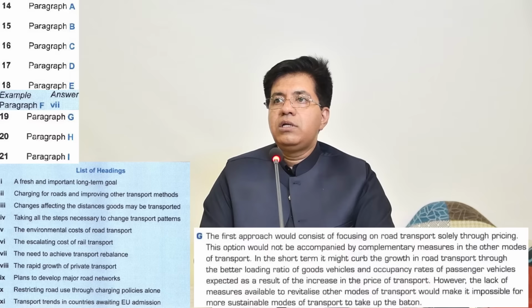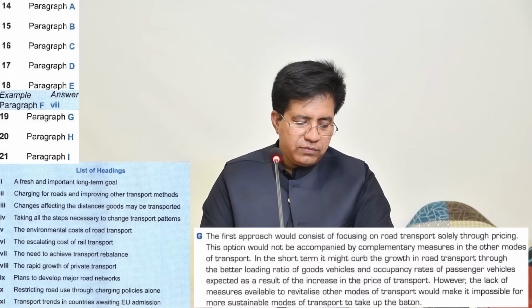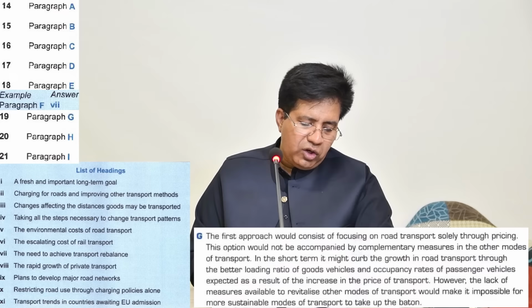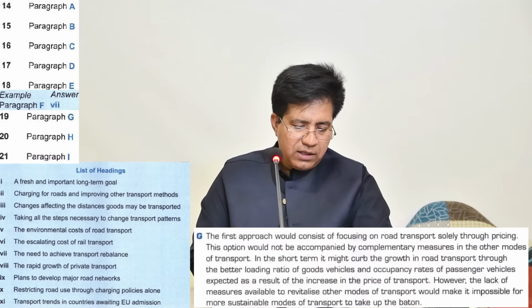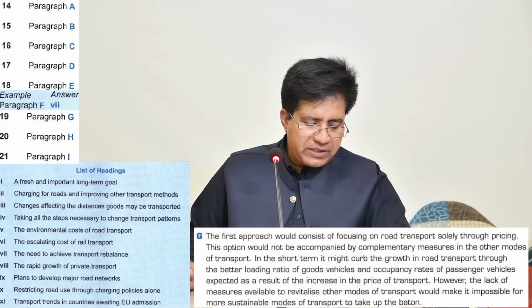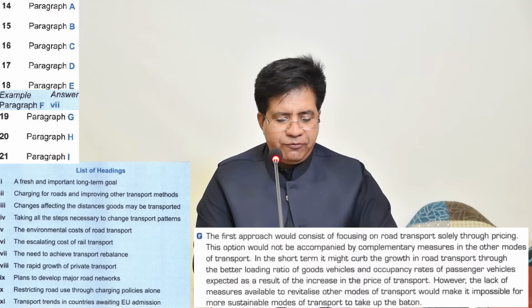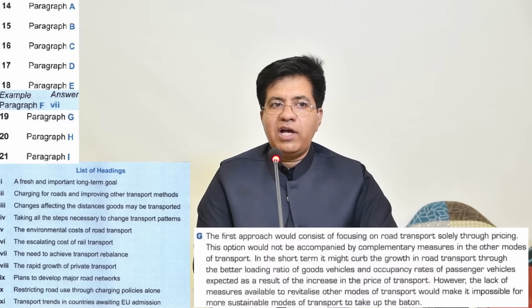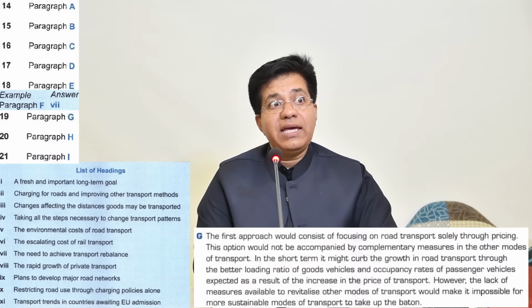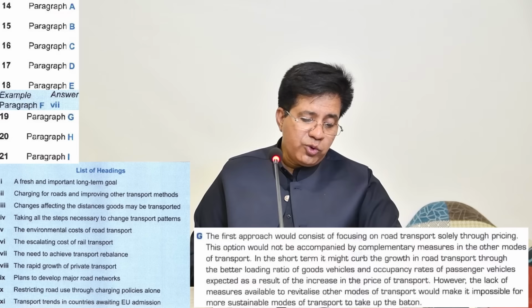So, go back. Option 2. Option 6 is escalating cost. All right, let's read it again. Come to the first line of this paragraph. The first approach would consist of focusing on road transport solely through pricing. Now, road transport through pricing, what does that mean? Charging, exactly. Road transport through charging. Which heading is that? 10. 2 is charging for roads.